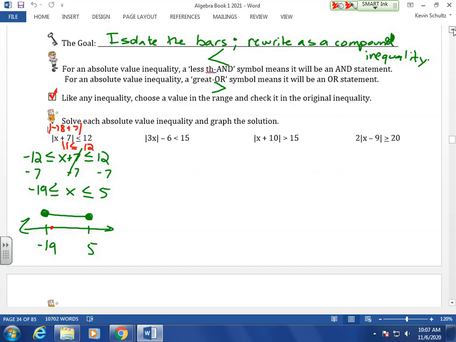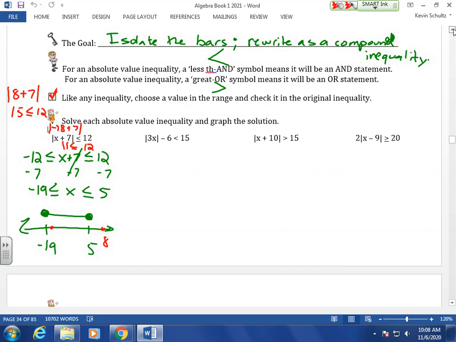If we pick something outside the range, if we pick 8 and we plug that in here, 8 plus 7 is 15. 15 is not within 12 of 0. It doesn't work. And it's not supposed to because it's not in the range, right? Feel okay with me? At least within shouting distance? Okay. Any questions?